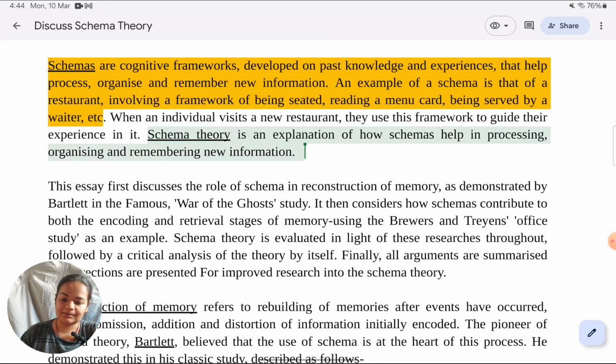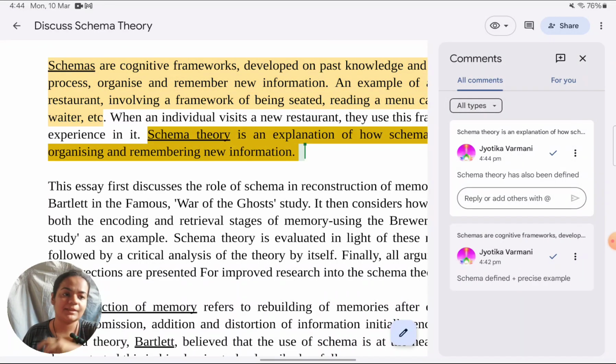So schema theory has also been defined, and both are important to define in this answer. So it is good that both schema and schema theory have been defined.